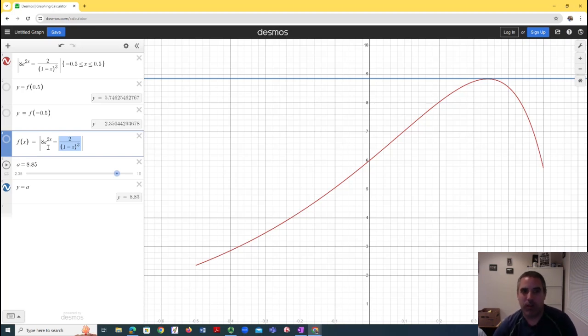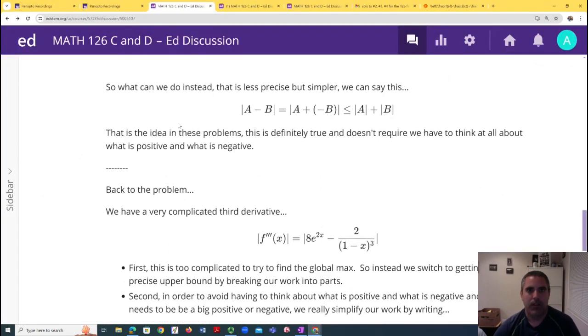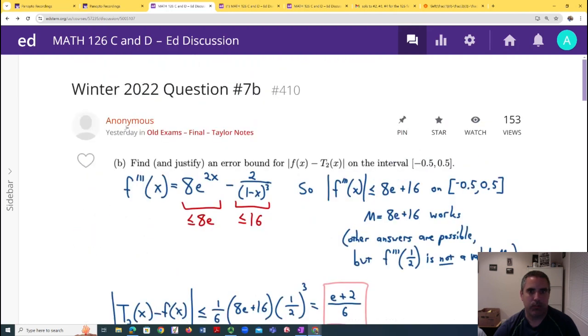So in general, I give a longer post about that if you want to explore. I talk about that here. I give a thought experiment about why we can't say this and why we say this instead. That's way more than you need. But the point of the problem was this. So let's go back and look at the post.